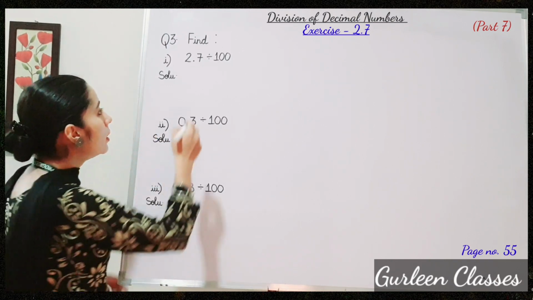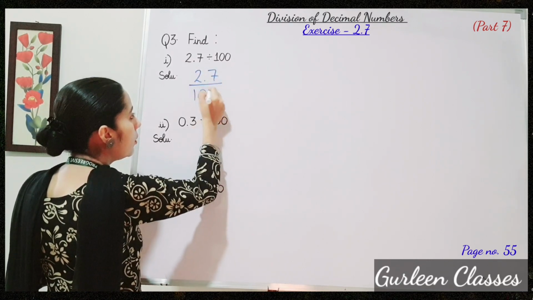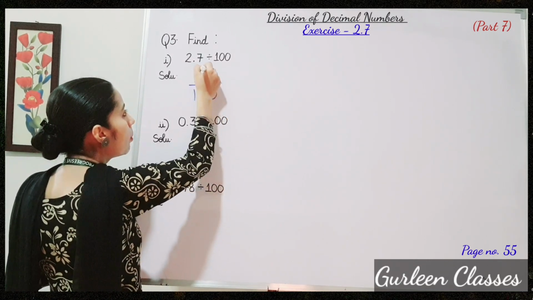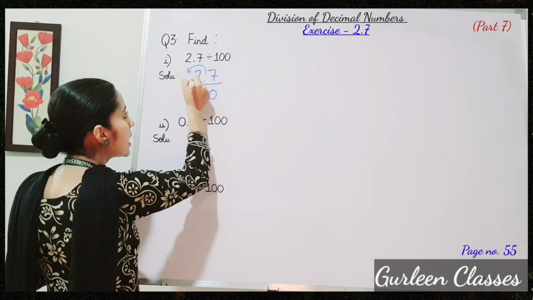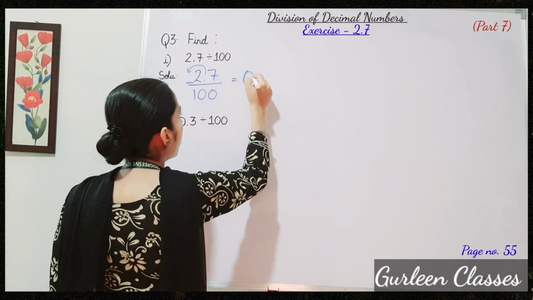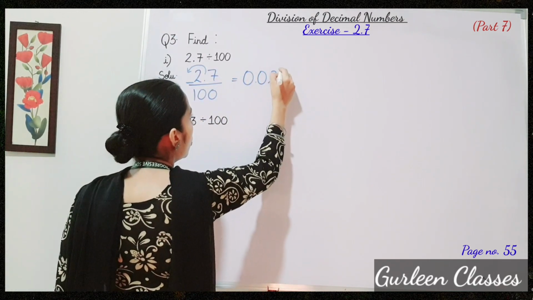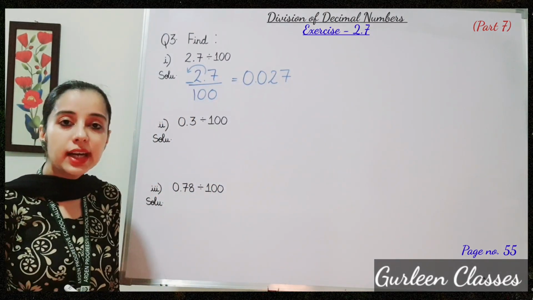Question number 3, find first part 2.7 divided by 100. So right here 2.7 divided by 100. So we will move decimal point to the left by two places. So first place is this, second place we will add 0. So answer is 0.027.